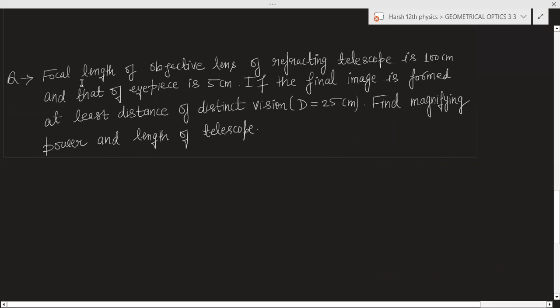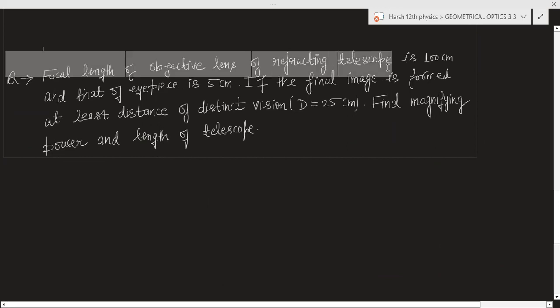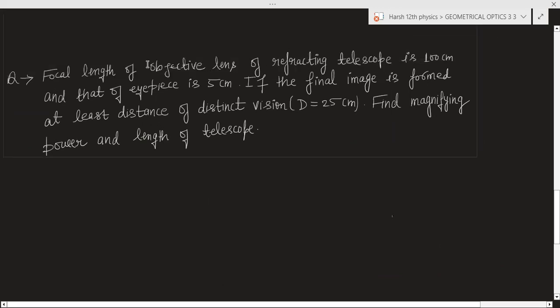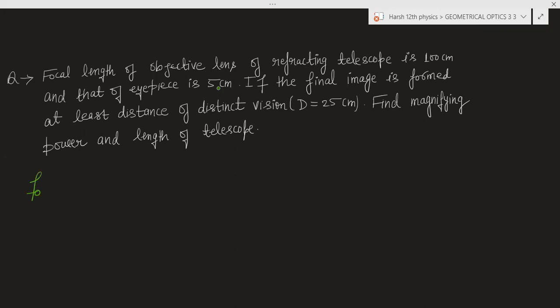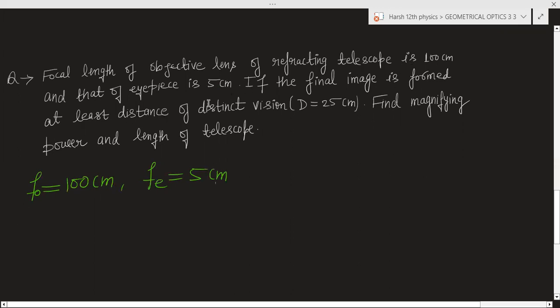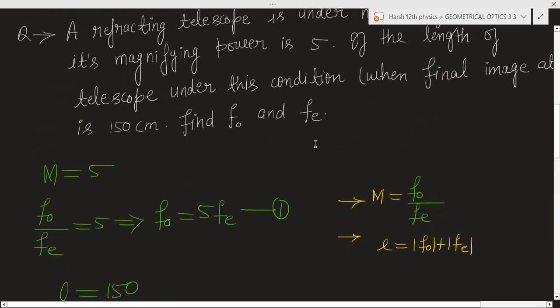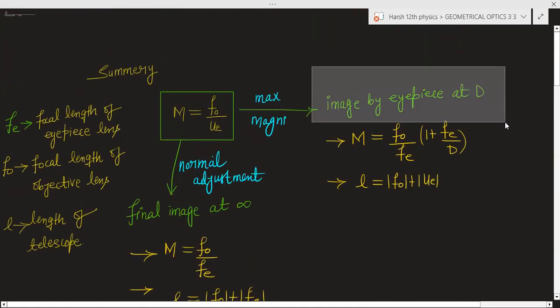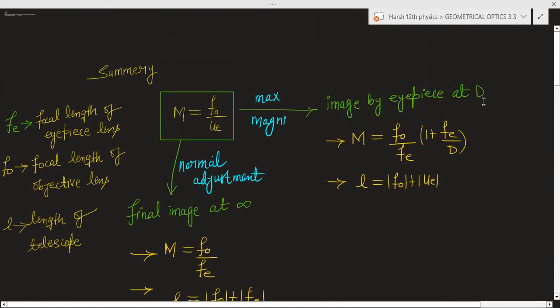In this question it is given that there is a refracting telescope. In that refracting telescope, the focal length of the objective lens is 100 centimeter, and that of the eyepiece lens is 5 centimeter. If the final image is formed at the least distance of distinct vision, that is D, then this is a case of maximum magnification.